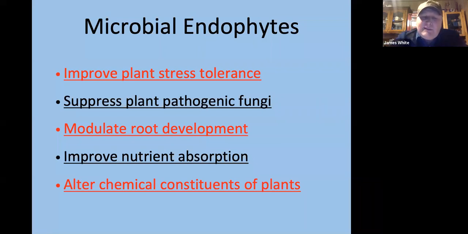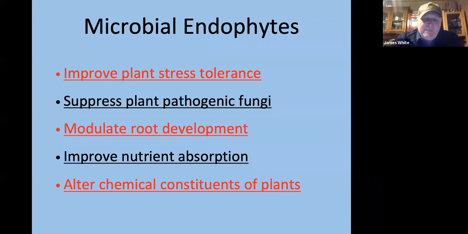Some of these endophytes will actually go outside the plant into the soil, and they will colonize pathogenic fungi. They cause those fungi to leak nutrients, and it makes those fungi become less virulent. Because they're leaking nutrients, they won't have the oomph that it takes to actually cause disease. The other thing that these endophytes do is they will modulate root development.